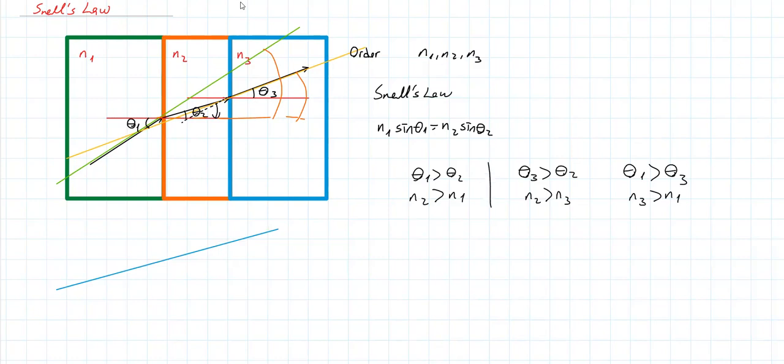Summing all these three comparisons, I can say that n2 is the greatest index. Then comes n3, and lastly, n1 comes.